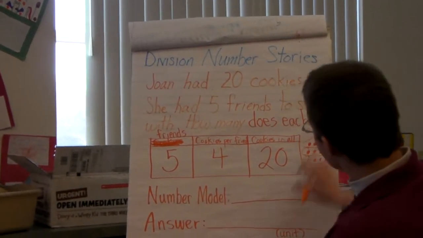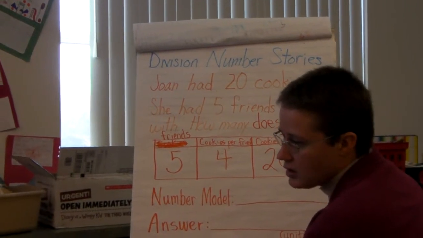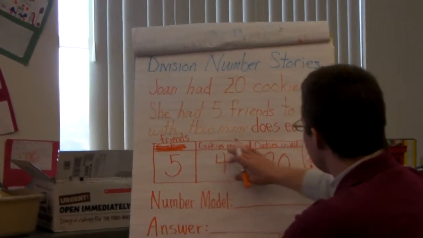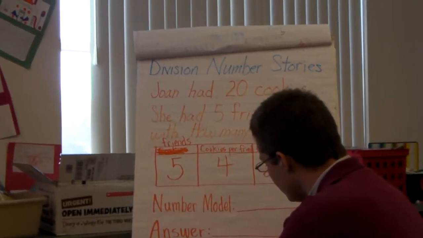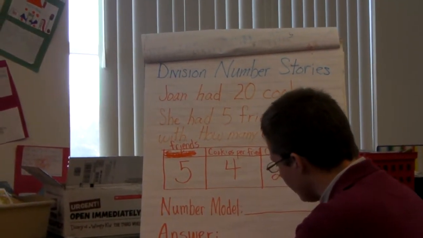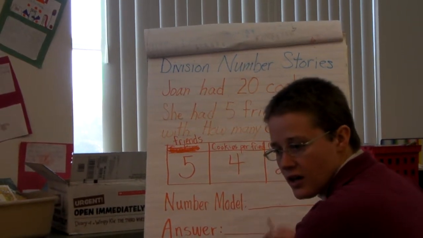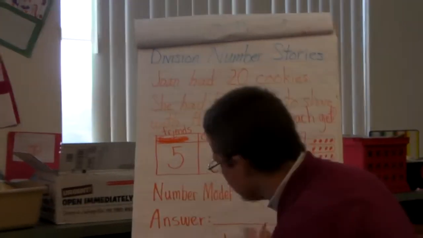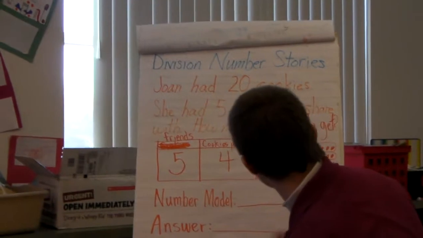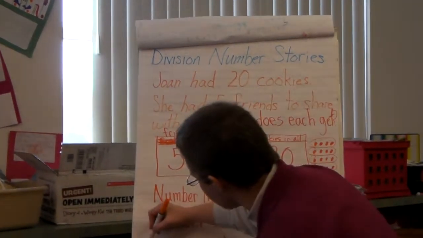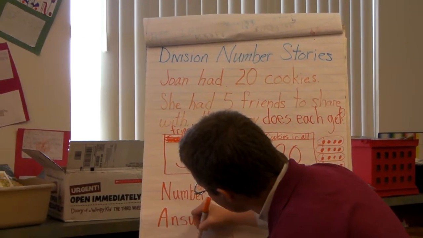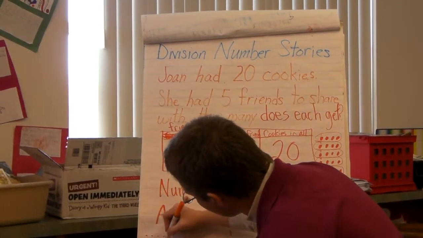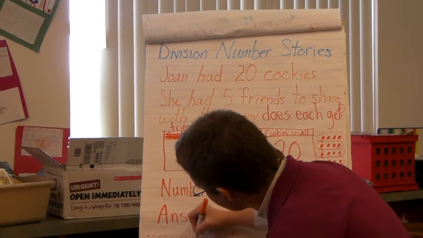All right, you might not know what your array looks like at first. So you might just say, okay, let's see, I've got 5 friends, 1, 2, 3, 4, 5. Does this look kind of how you made your groups the other day, yesterday on your desk? Okay, most of you, this looks how you made your groups. Okay, so let's see, I've got 20 cookies, so I'm going to start over here. 1, 2, 3, 4, 5, 6, 7, 8, 9, 10, 11, 12, 13, 14, 15, 16, 17, 18, 19, 20.